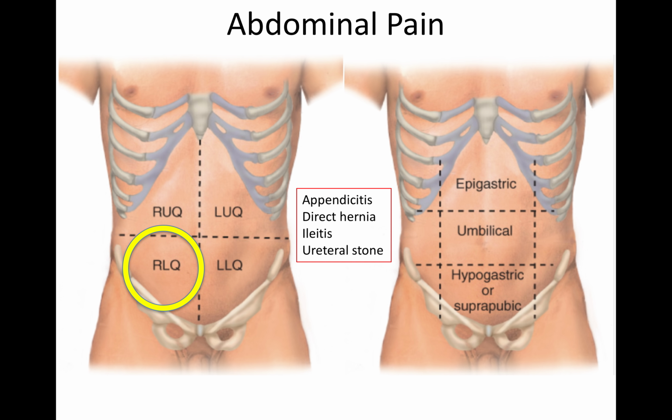Appendicitis, direct hernia, ileitis. So something like Crohn's disease could cause that, or it could be bacterial ileitis, and a stone. A stone that's in the kidney that's traveling down the ureter may cause pain right in that area. It may radiate to the groin.